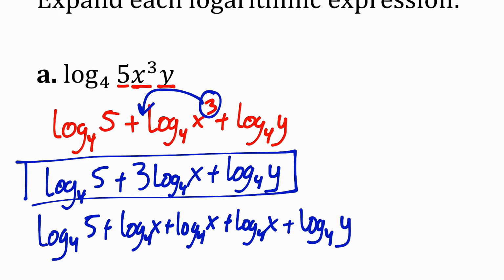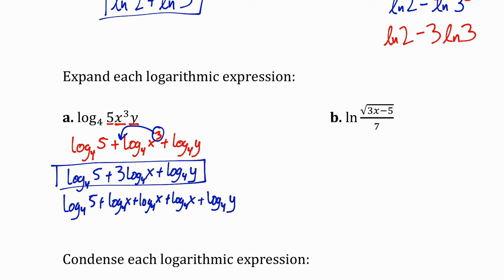Now letter B here, natural log of a fraction. So we've got a fraction here, aka quotient. So let's break it up into the natural log of the numerator, so the square root of 3x minus 5, minus the natural log of the denominator, so using that quotient property. Now, the square root, none of the properties in the previous page had a square root in it, but if you remember correctly, we can write square roots as whatever's underneath the square root to the 1/2 power, and then the minus the natural log of 7.